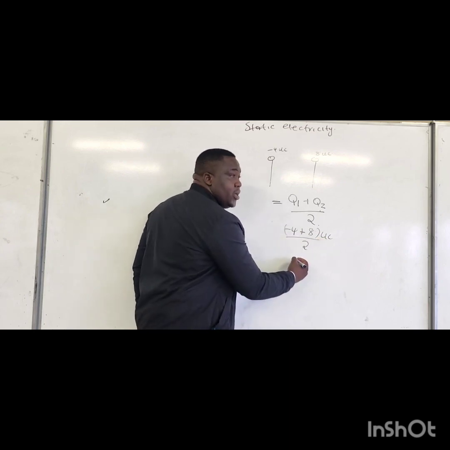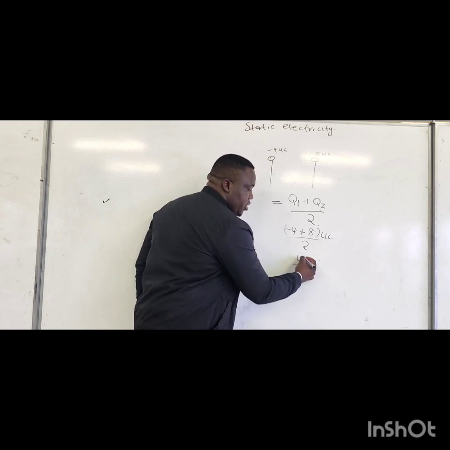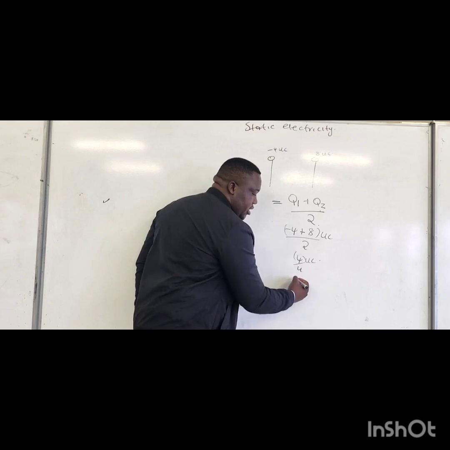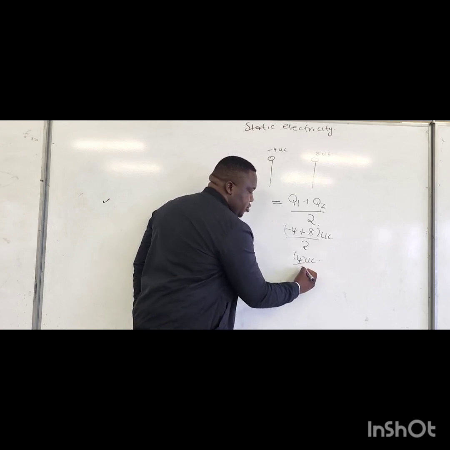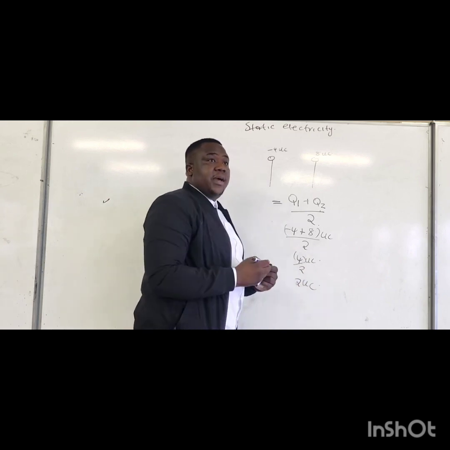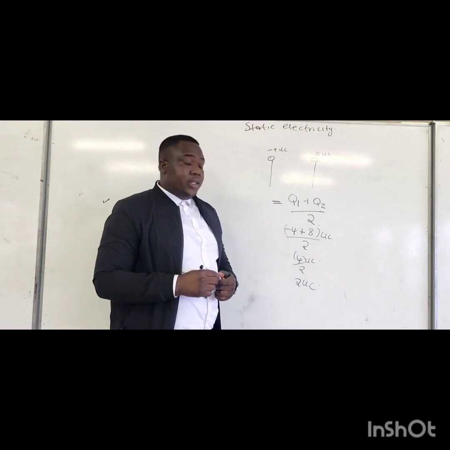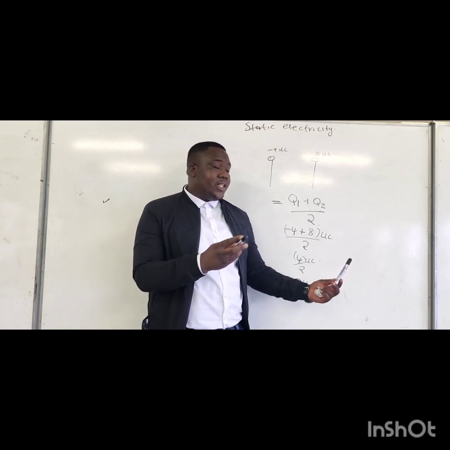Minus 4 plus 8 will give us 4 divided by 2. We must not forget to write the units, right? It means at the end, we are going to have 2 microcoulomb. So you see, it is positive, it is not negative, right? So what does it mean?